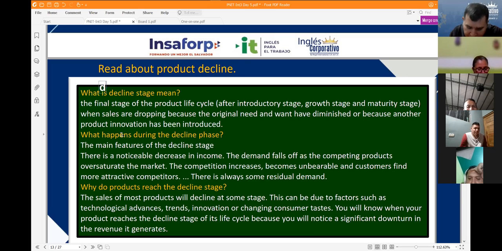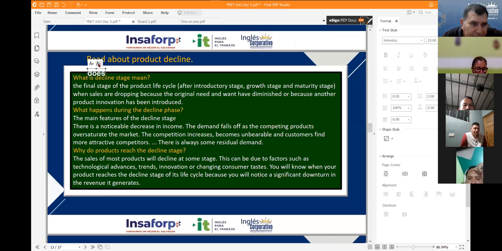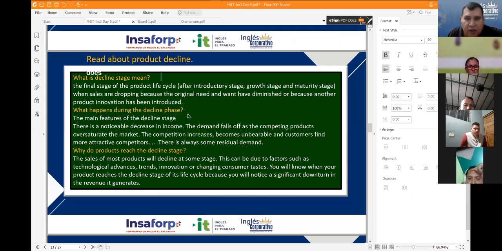a little very big mistake here. Does. Okay, no dos, but does. What does decline mean? Yeah. Okay. What does decline stage mean? And then we say the final stage of product life cycle after the introductory stage, growth stage, and maturity stage, when sales are dropping because the original need and want have diminished or because another product innovation has been introduced.